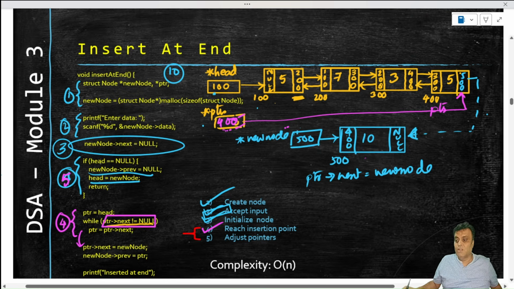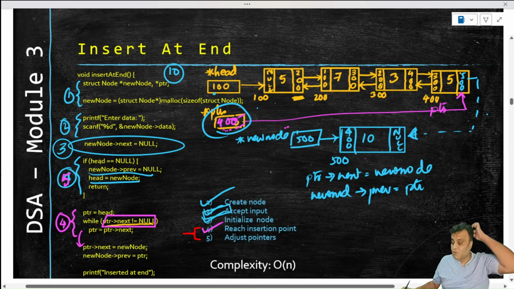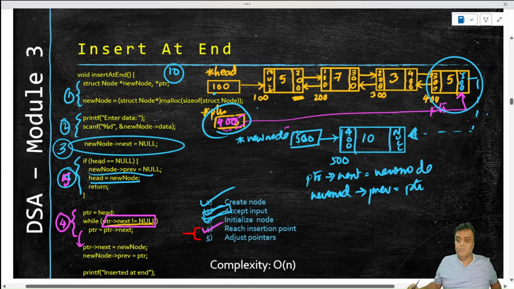So I will say 400 here, and I say new node, your previous is equal to the pointer, because pointer is pointing to 400, and I want the new node to point to 400. Or rather, this is pointing to 500, my bad. I wanted to change that. New node is at 500, but its previous is pointing to 400, because that is the previous to that new node. And the next of the new node is null.